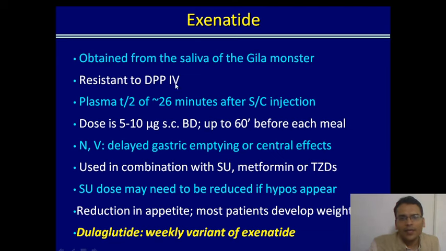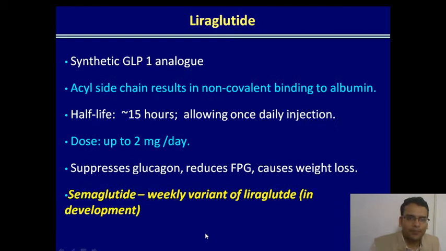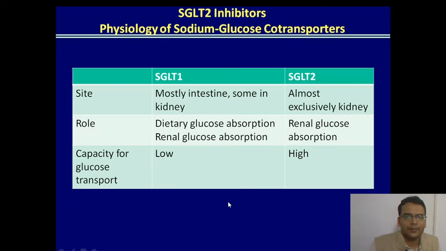You have other variants of GLP-1 analogs, for example liraglutide, which can be administered once in a day, and then you have dulaglutide, which is a weekly administered GLP-1 analog. So for liraglutide, the half-life is around 15 hours, which allows a once daily injection. The dose could begin from 0.6 milligrams per day and could be increased up to 1.8 milligrams per day. Semaglutide is a weekly variant of liraglutide which is in development.